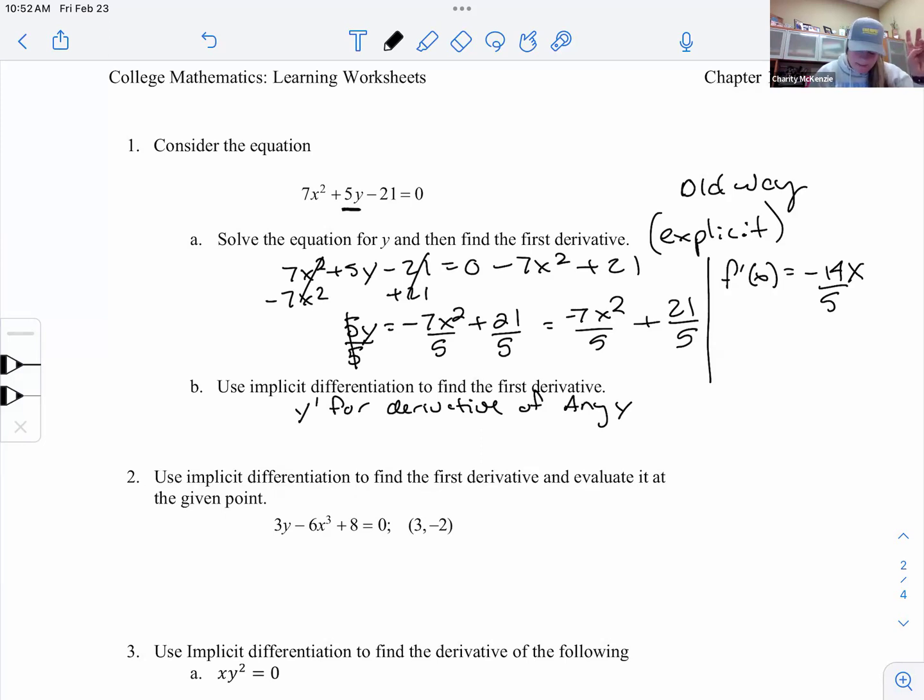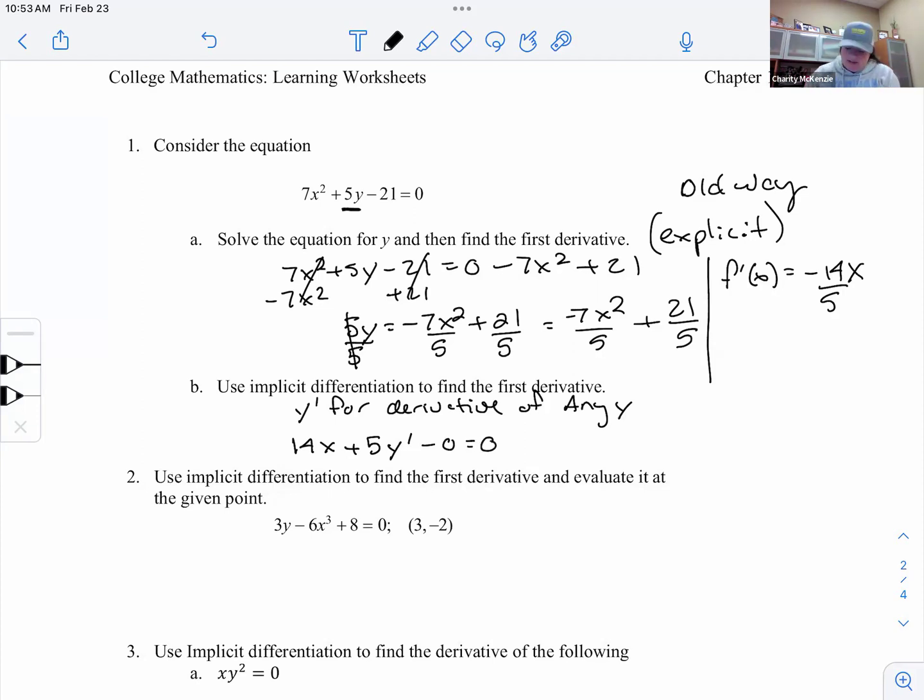So for this one, if I take the derivative of the 7x squared, I'm going to get 14x. When I take the derivative of the 5y, you would just have 5, right? So I'm going to add plus the 5. But anytime you take a derivative where there's a y, you're going to add y prime because you don't know what the derivative of the y is. Seems weird, but that's what we do. And then we have the 21, which goes to 0. So it looks like this for taking the derivative.